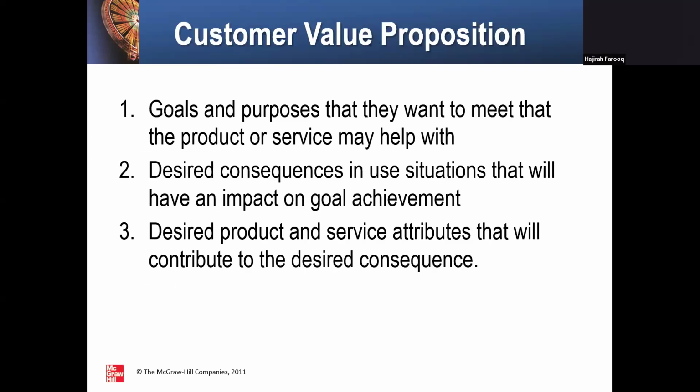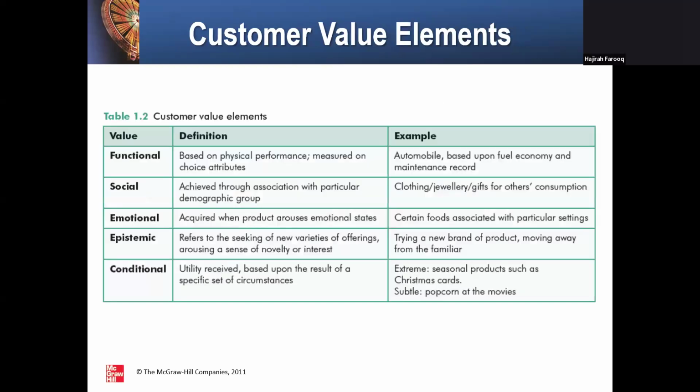Then we discussed the customer value proposition: the goals and purposes that the organization wants to meet, that the product or service may help with, the desired consequences in use situations that will have an impact on goal achievement, and the desired product and service attributes that will contribute to the desired consequence. Then we discussed some of the customer value elements like the functional, social, emotional, epistemic, and conditional elements.